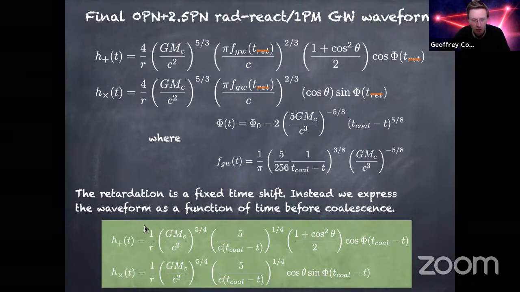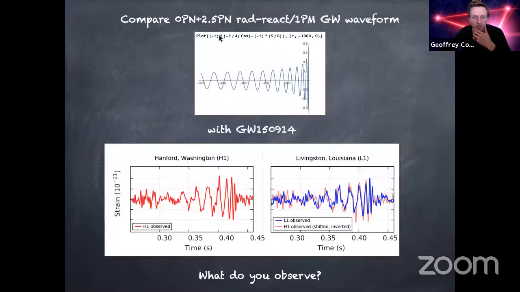So this function is very simple. Here I substituted this frequency. So this is power 2/3 in here. So you see that there is a power 1/4 here in front. And phi contains a power 5/8. So you can just plot that. If you put that in Mathematica, you find this kind of waveform.